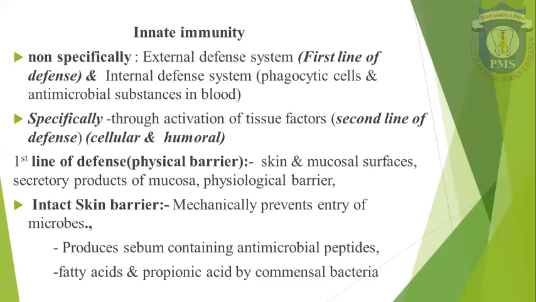So we will discuss the first line of defense, that is a physical barrier, which includes skin and mucosal surfaces, secretory products of mucosa, and physiological barrier. The intact skin barrier mechanically prevents the entry of microorganisms by producing sebum containing antimicrobial peptides, fatty acids, and propionic acid by commensal bacteria.